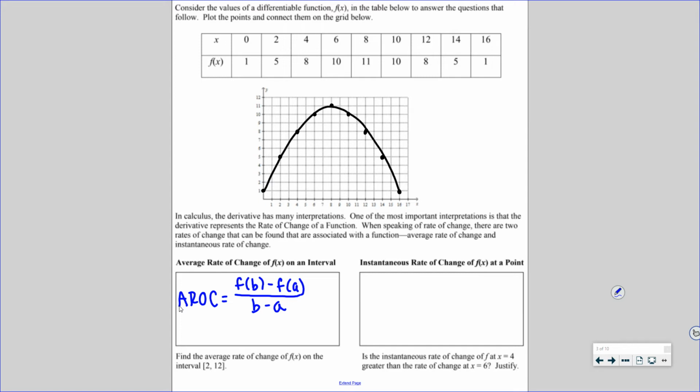So what you're really finding when you're finding the average rate of change is you're finding the slope of a secant line. Secant line meaning it passes through 2 points, like the 2 endpoints. Okay, that's average rate of change. We've been doing that since like the first day of calculus. So here's a little example underneath it.